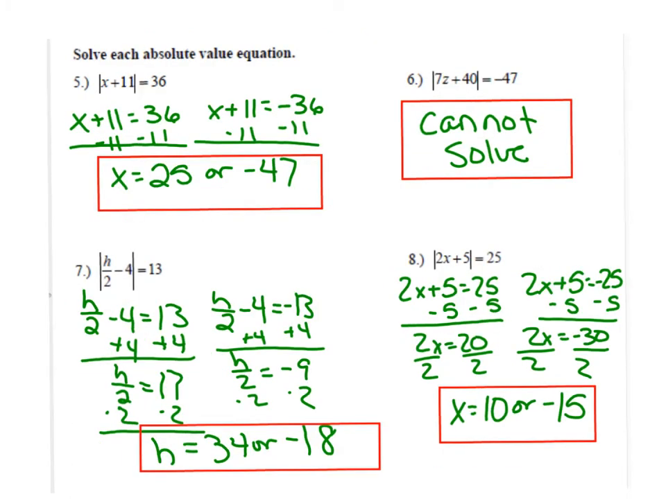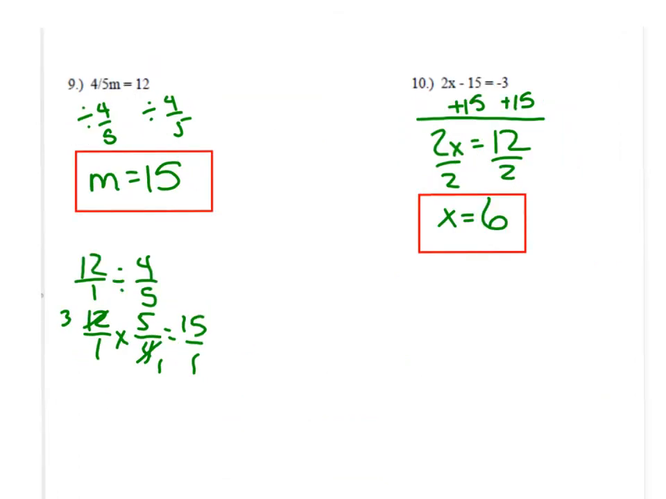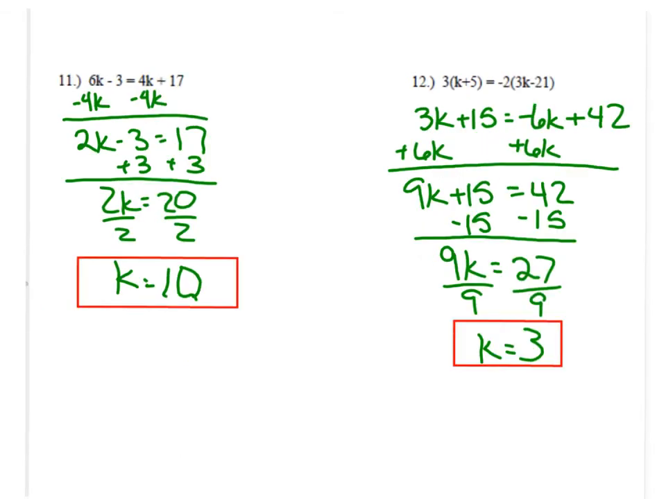5, 6, 7, and 8 are absolute value. Remember, you must have 2 answers unless it is a cannot solve. 9 and 10 are review from 1.1 through 1.3, regular equations. 11 and 12 are also review: multi-step equations, variables on both sides.